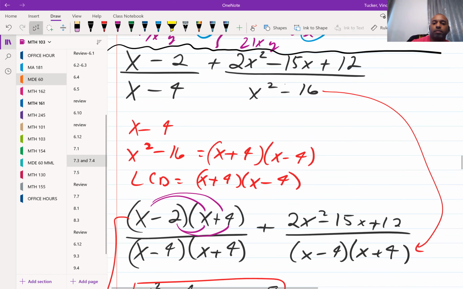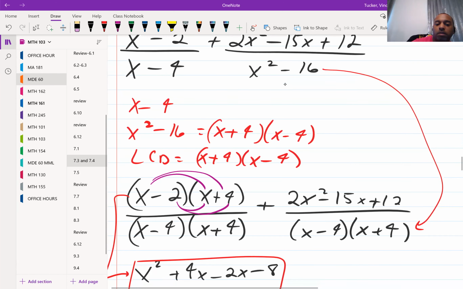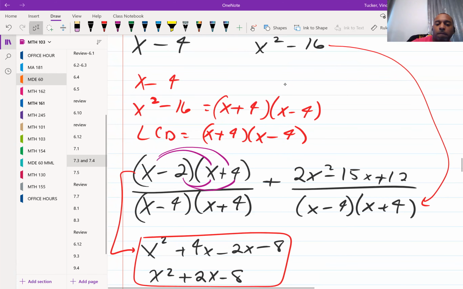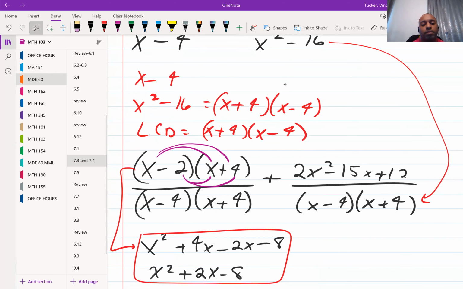So when we go down here, I multiply both top and bottom by x plus 4 in that first fraction. Second fraction stays the same because, like I mentioned, x squared minus 16 is x minus 4, x plus 4. So that fraction didn't need to change. All right. So go ahead and distribute and FOIL out the x minus 2, x plus 4. That's x squared plus 2x minus 8.